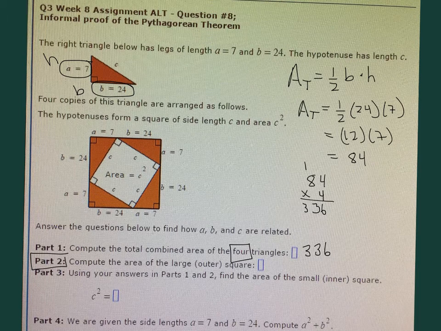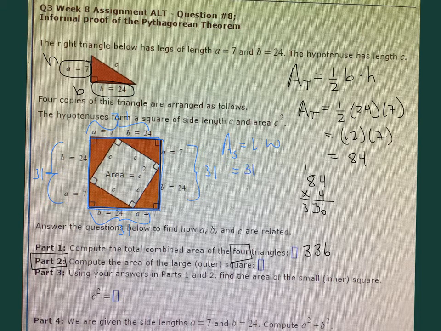So what I'm really looking for is I want to compute the area of this whole thing. Now what's great about this is the fact that they've already told you that you have a length of 7 and a length of 24, which is 31. Which means this side is 31, which means this side is 31, which means this side is also 31. So you just got a bunch of 31s. Well, the area of a square is simply length times width. So that means this is 31 times 31.